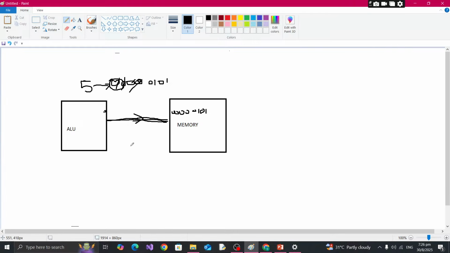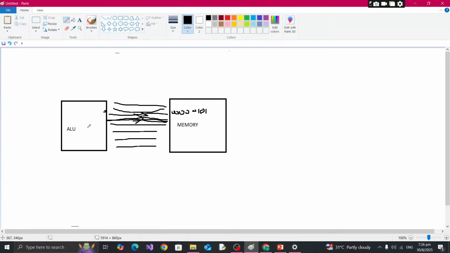Consider another scenario where we have 8 wires between ALU and memory. So now you can guess what is going to happen. Now this ALU will send the same 5 to this memory. Instead of sending one by one, it is going to send parallelly 0000 and 0101. So it will send every bit at once. Now in order to send this 8-bit data, it will take only 1 second. Previously it took 8 seconds, now it is taking only 1 second.